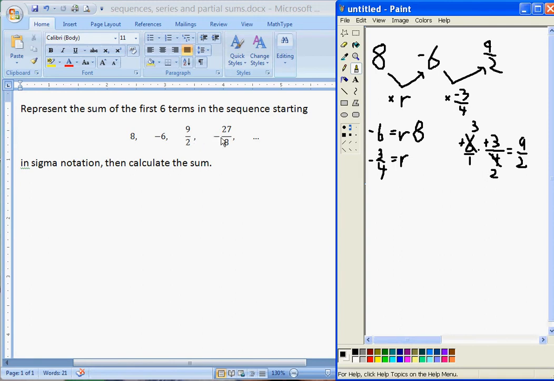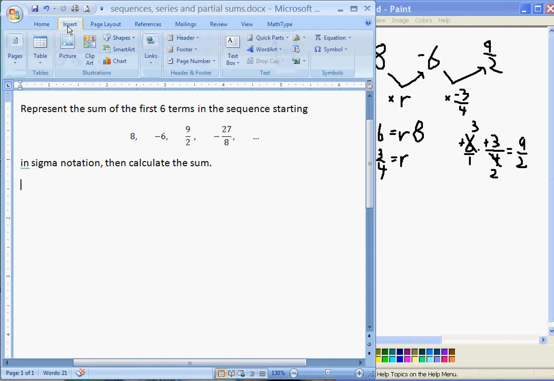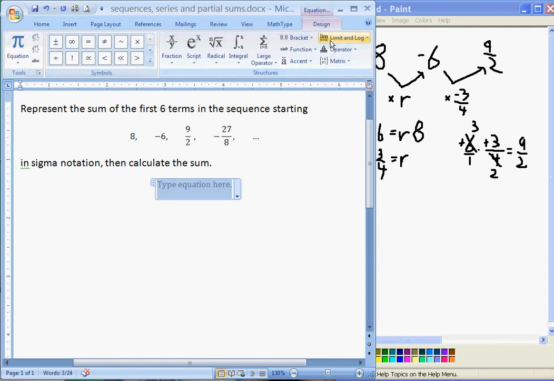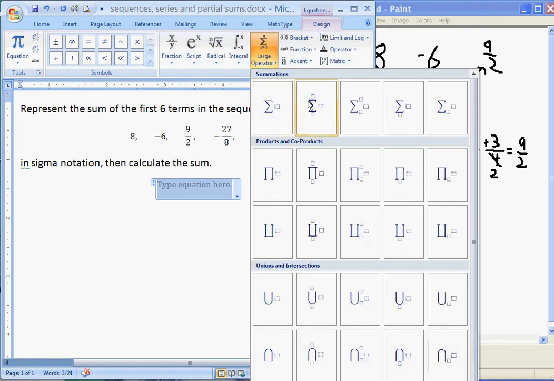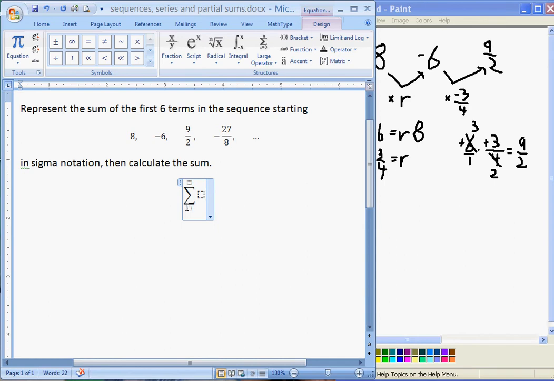Notice if you multiplied again by negative 3/4, I think I'll let you check that yourself, you get negative 27 eighths. So this is a geometric sequence with first term 8 and common ratio negative 3/4. How would I write that in sigma notation? Well, first I want to insert an equation, and I want that equation to have a sigma in it. So I'll pick sigma on the menu. I want the sigma where I can put in an index on the bottom. I want to start by adding the first term and end by adding the 6th term.